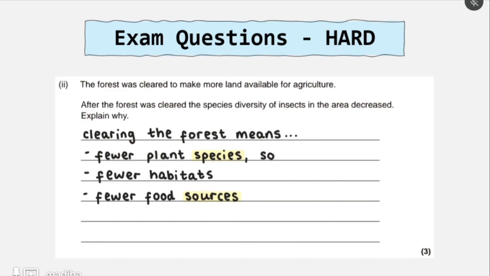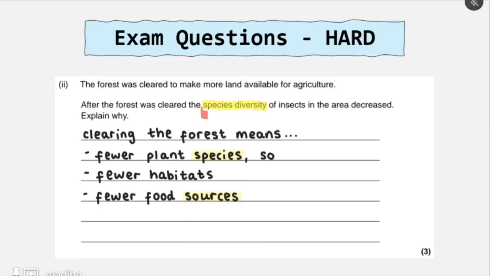So clearing the forest means that there will be fewer plant species, right? Because if you're clearing the forest, you're clearing these trees, these plants. So there are fewer plant species. And I was specific with the species. Instead of saying fewer plants, we're talking about species, because the question is saying species diversity. So you want to refer back to species in this question.